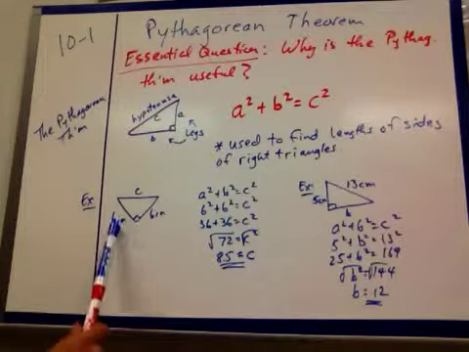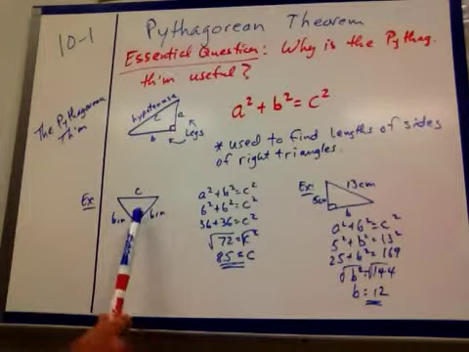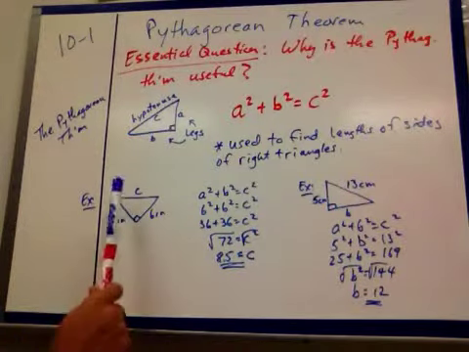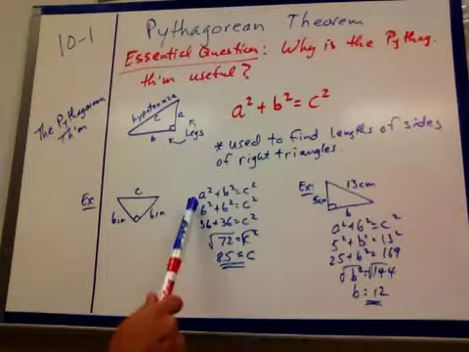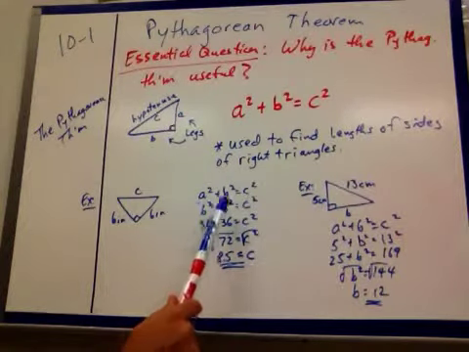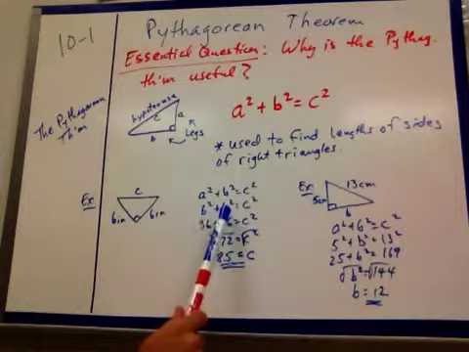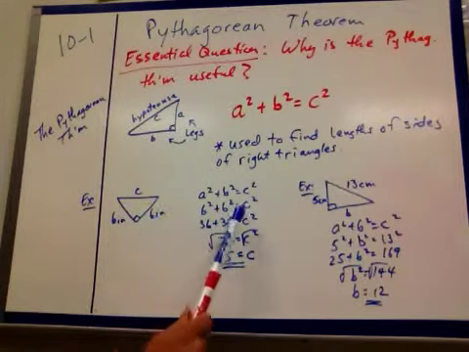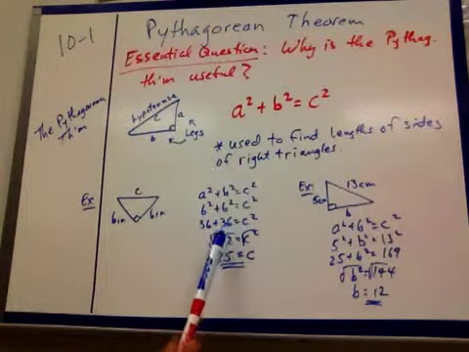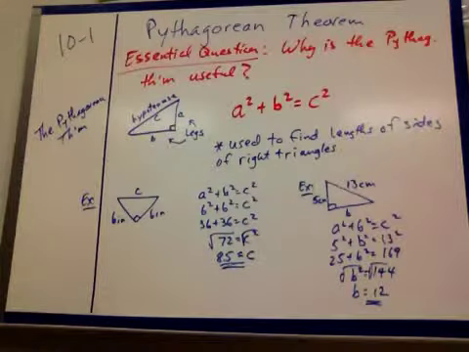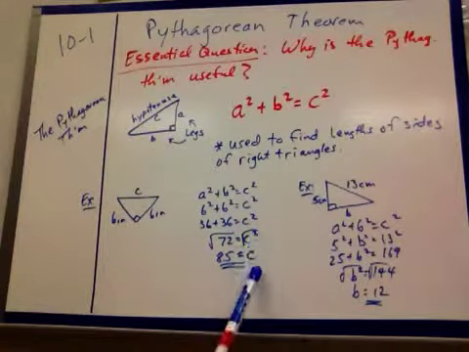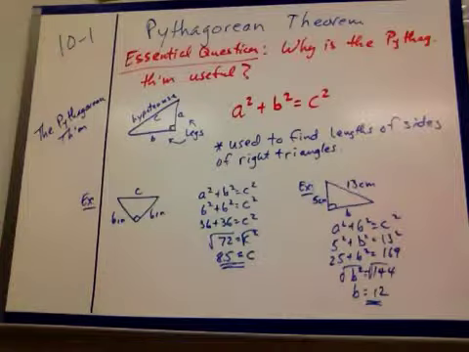Two examples. If I know 6 and 6, and these are the two legs, so that's my A and my B, I want to find C, I can just plug into the formula a squared plus b squared equals c squared. Square the 6, square the 6, equals c squared. The sum of 36 and 36 is 72. To get from c squared to c, you square root both sides, and the square root of 72 is 8.5.